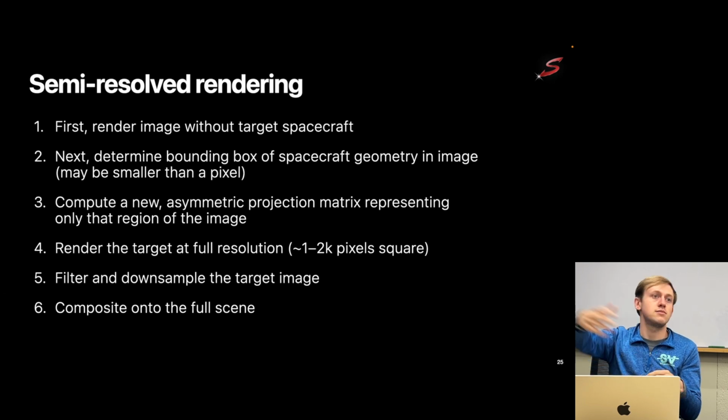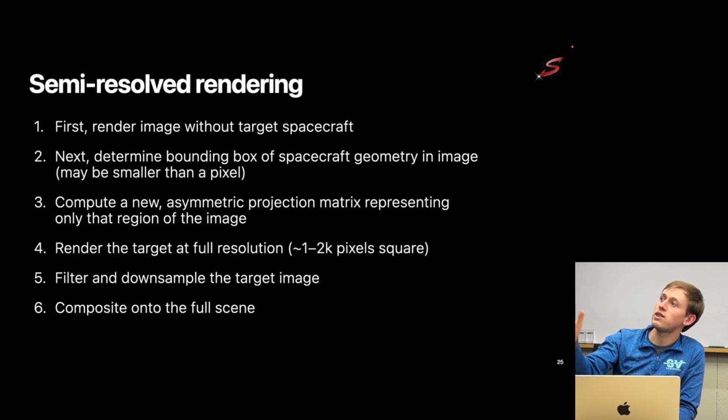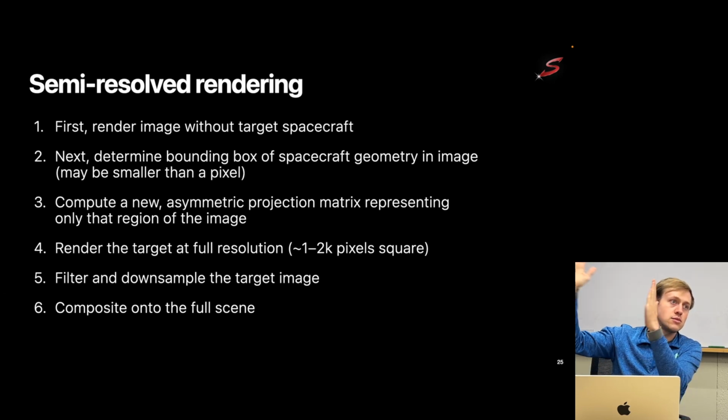So if your target is 10 kilometers away, in theory, if you had a perfect, really good telescope, you could zoom it up to your whole image and render that and get what it should look like just based on the rays of the light. We then filter and downsample that target image to the original size of just a few pixels, and then composite that onto the full scene.